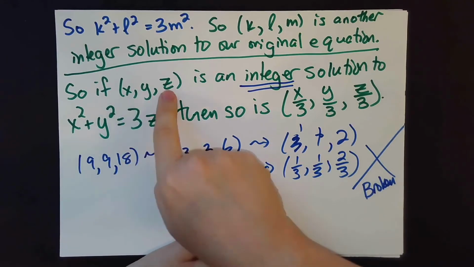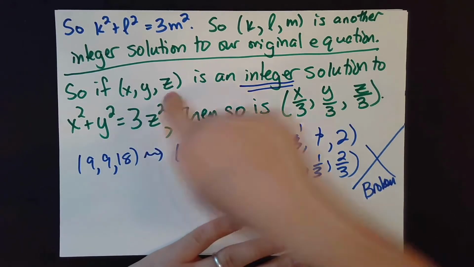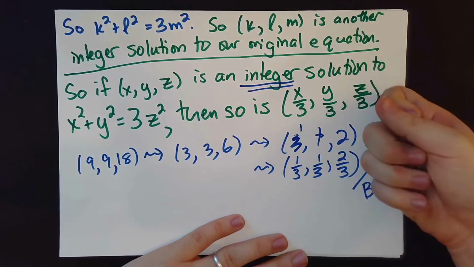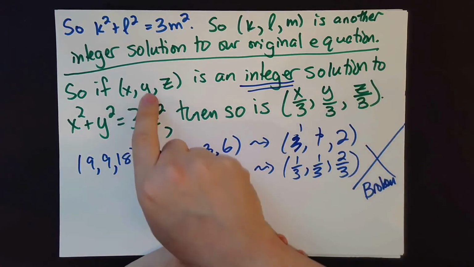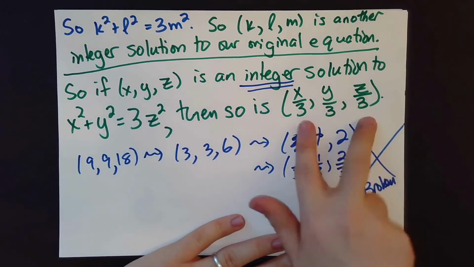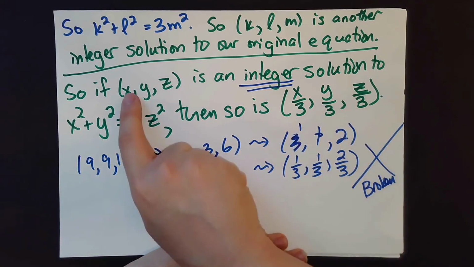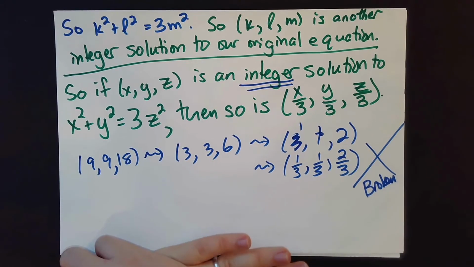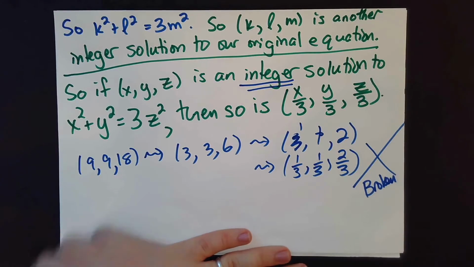So here's the key point. When I use this method to go from a solution to another solution, I'm actually producing a smaller solution, unless my original solution was 0, 0, 0. If any of x or y or z is not 0, then the solution I've produced here is smaller. I've pulled one of the 3's out of x, y, and z. And you can only do that a finite number of times, right?